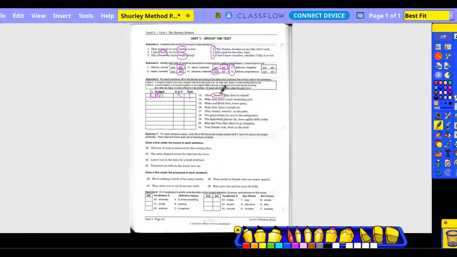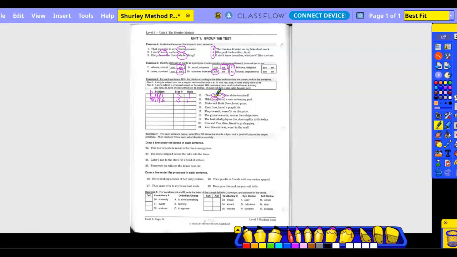Mike, a new swimming pool. What is our subject there? Mike. Is that singular or plural? Singular. Rule number 1. So rule number 1 says it has to have an S at the end. So let's read it and double check ourselves. Mike has a swimming pool. Does that make sense? Yes.